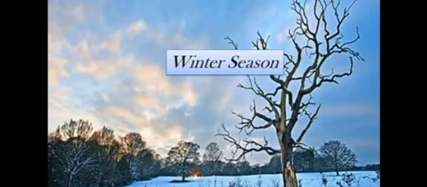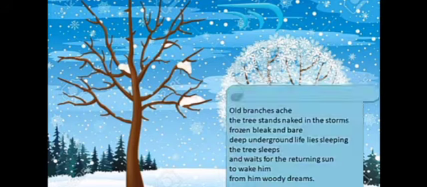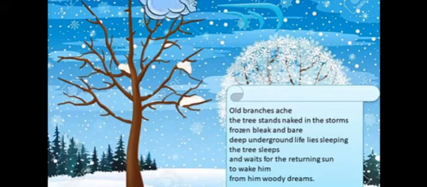So, the last stanza we have is the winter season. Winter season is where everything is cold and about to perish. And children, remember, I have told you that our winter is not so extreme as the winter season of the US. So let's read the fourth stanza.